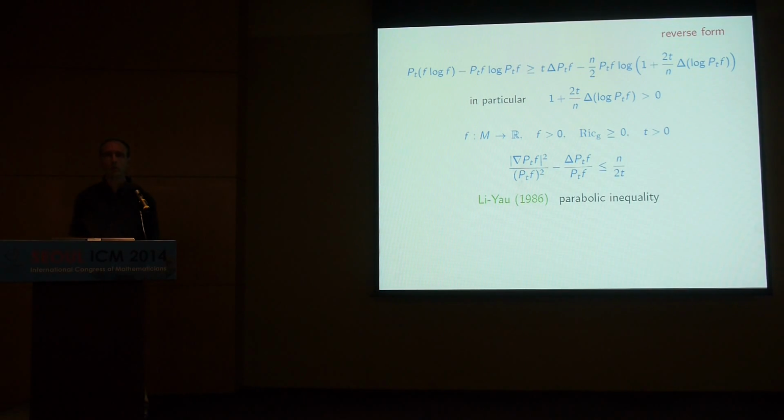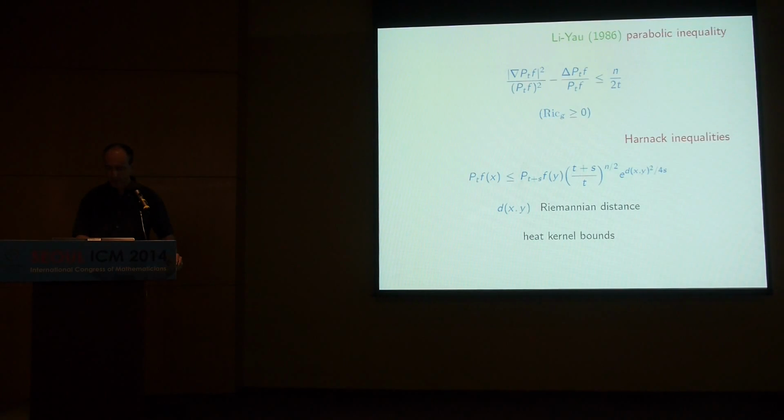at the origin using the maximum principle, and which is embedded here in this heat flow argument using the logarithmic Sobolev inequality. So for the further purposes, let me just recall that this famous Li-Yau parabolic inequality has been used a lot towards heat kernel bounds and Harnack type inequalities of the following type.